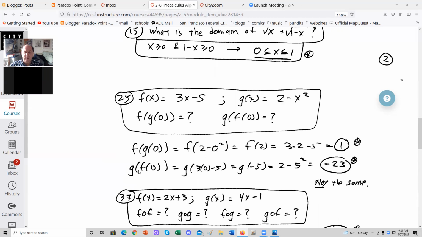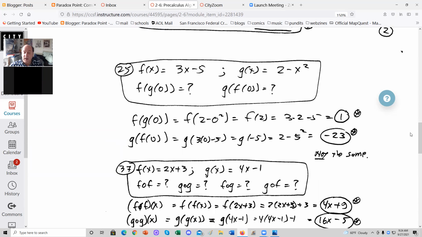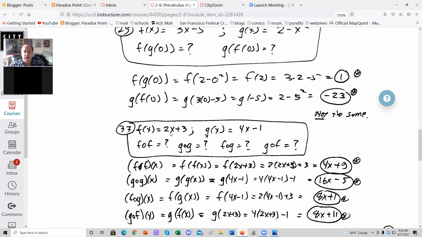Whereas g of f of 0: f of 0 is 3 times 0 minus 5, which is negative 5. G of negative 5 is 2 minus negative 5 squared. That's negative 23. Notice that they are not the same. F of g and g of f are generally not the same thing. Order of operations counts.